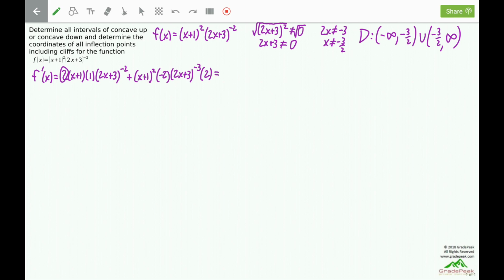For the first term, we can put all the constants together. Everything's multiplied here. 2 times 1 is 2. There's an x plus 1, and there's a 2x plus 3 to the minus 2. For the second term, we can put all the constants together. We have a negative 2 times a 2, which is a negative 4. We can move it out front. There's an x plus 1 to the power of 2, and a 2x plus 3 to the power of negative 3.